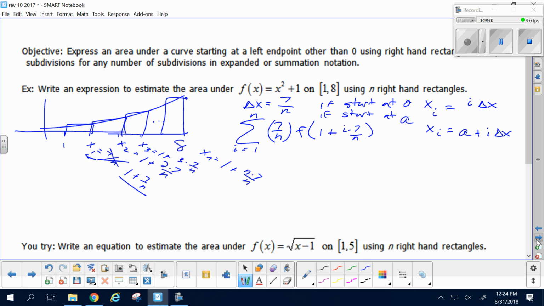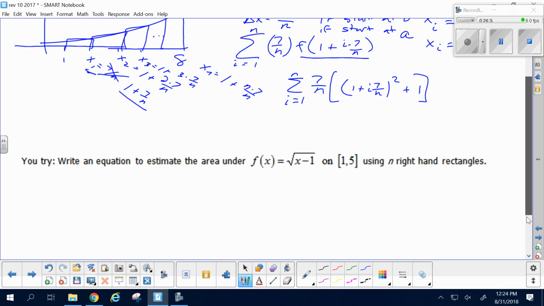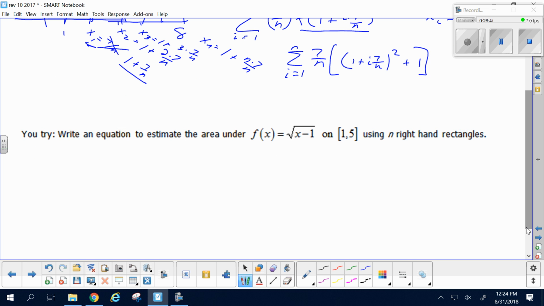If I wanted to get more specific, and the multiple choices didn't have that f notation, they were more specific, then instead of f of, they might have blank squared plus 1, actually showing 1 plus i times 7 over n. Are you with me? Yes. Okay. Try this one on your own then, please. Later in here, we're going to talk about that frequently.